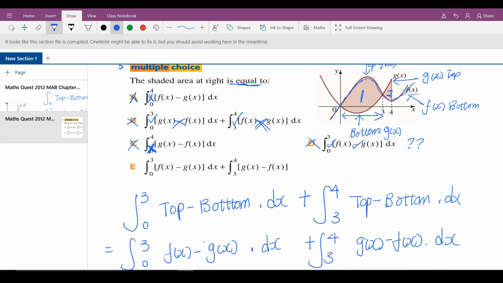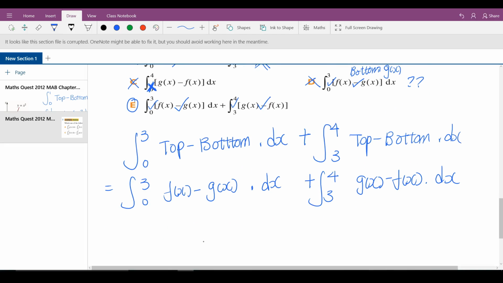Let's go E. The domain is right, the equation is right, and then the domain is right, and the equation is right. Very good. So that's E, that's our answer there. So that's not that hard. Hopefully you guys can see what I did.